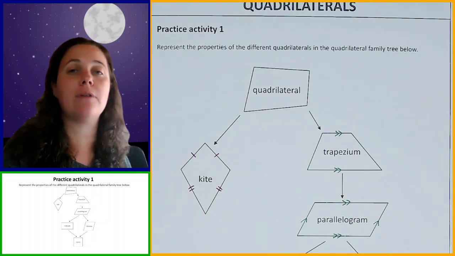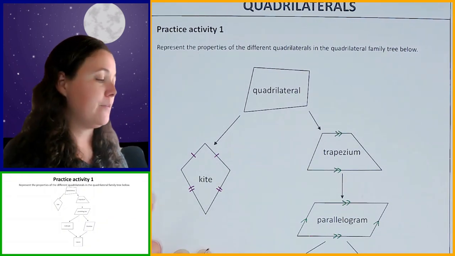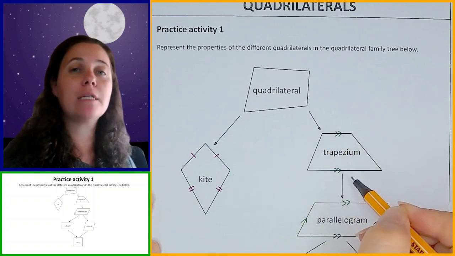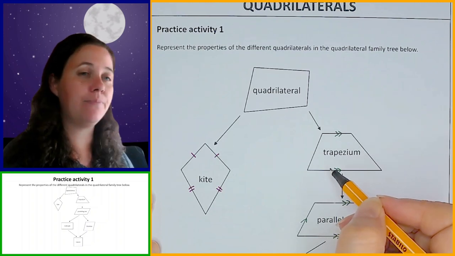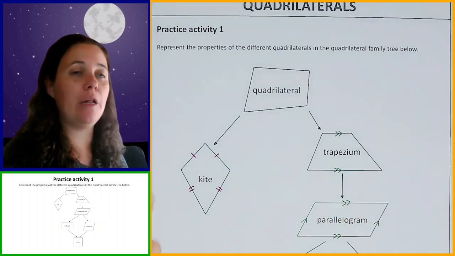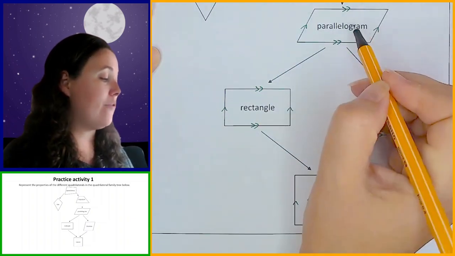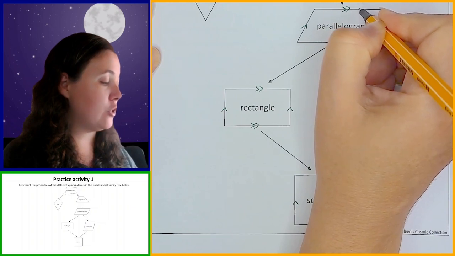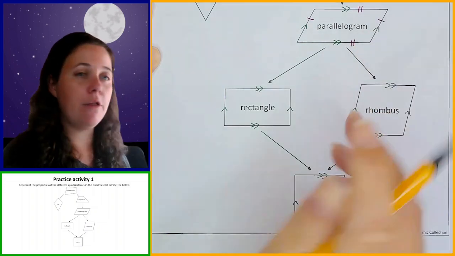You have two pairs of sides that are next to each other, that are adjacent to each other, and they are equal in length. Then in a trapezium, there are no sides that have to be equal in length in order for this to be classified as a trapezium. Then we're going to go on to our parallelogram and the parallelogram family over here. In a parallelogram, we've got two pairs of opposite sides that are equal in length, so that will be equal to that, and this will be equal to that.